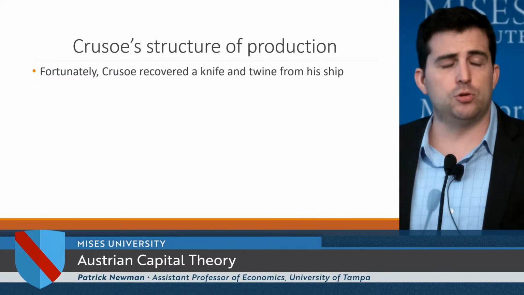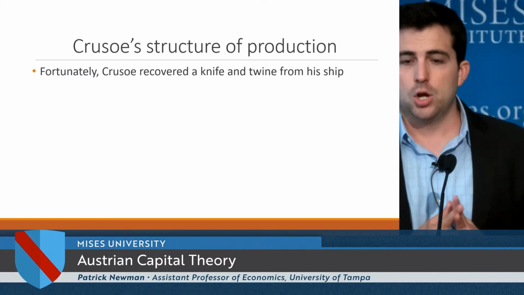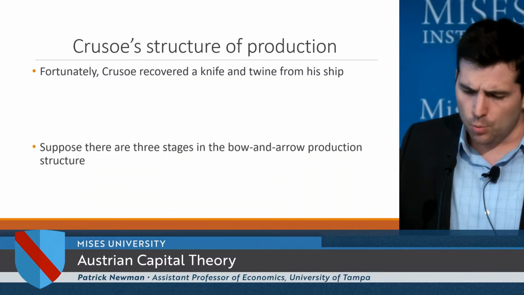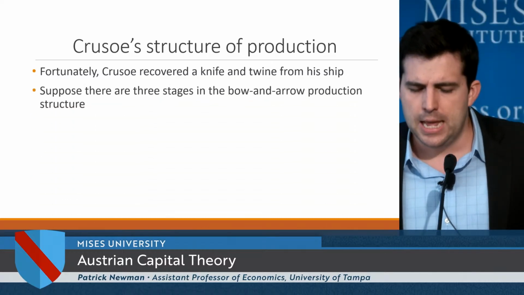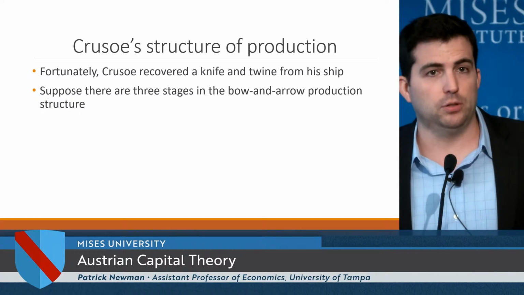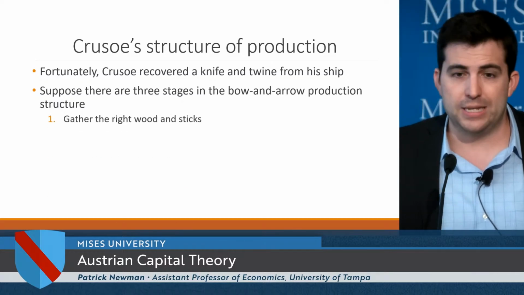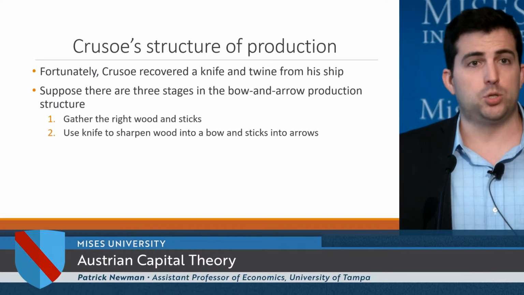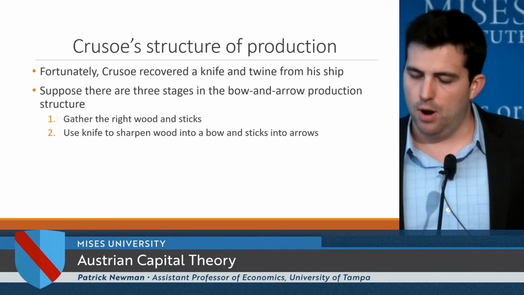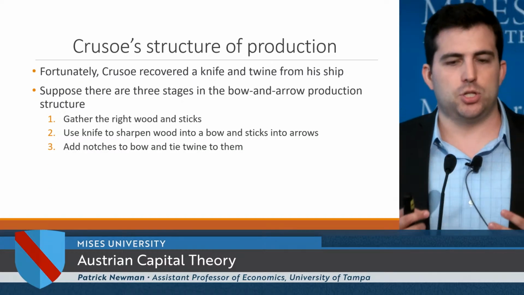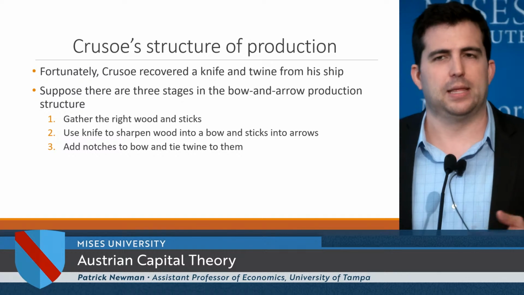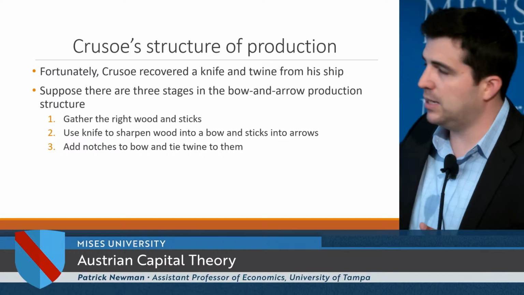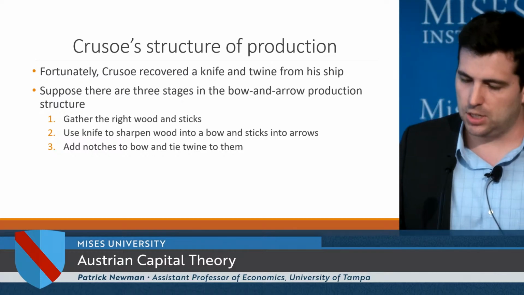So let's look at Crusoe's structure of production. Fortunately, Crusoe recovered a knife and twine from his ship, right? We're going to assume that there are 3 stages in the bow and arrow production structure. You've got to gather the right wood and sticks. You've got to use the knife to sharpen the wood into a bow and sticks into arrows. And then you've got to add notches to the bow and tie twine to them, right? So it's a fairly simple process. Don't worry, we're not going to quiz you on how to make a bow and arrow, but we can say there's several stages and so on.